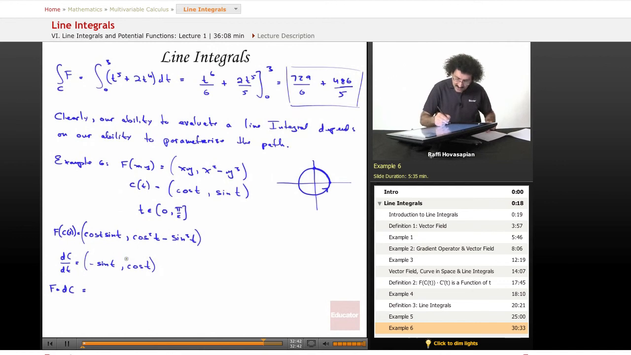So we're going to have this times this. So it's going to be minus sine squared t cosine of t plus this times that, plus the cosine cubed of t minus, okay, actually, you know what? Let me go ahead and erase this. Let me start on the next page. I want this particular integrand to be very, very clear.